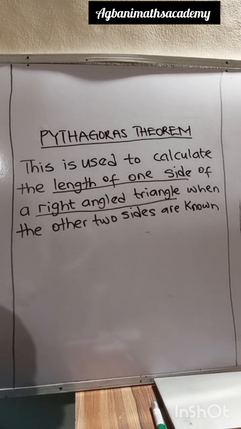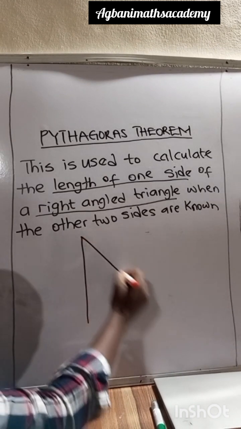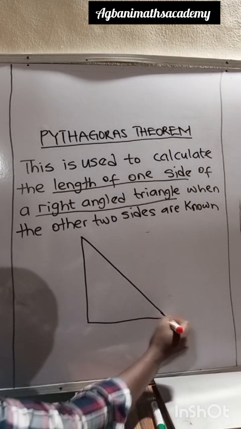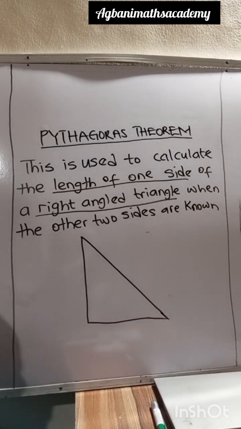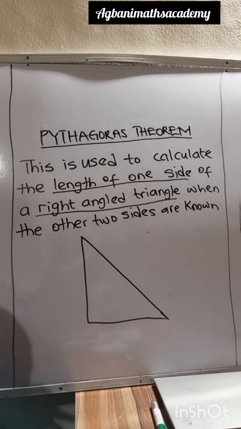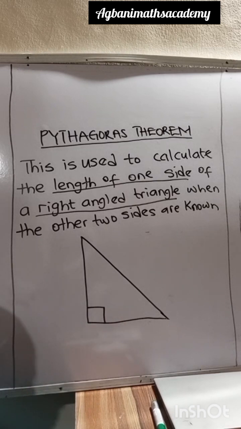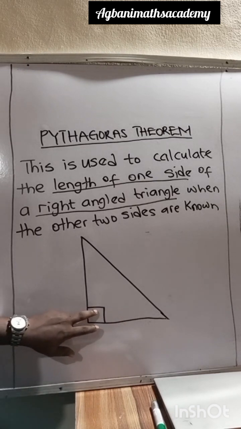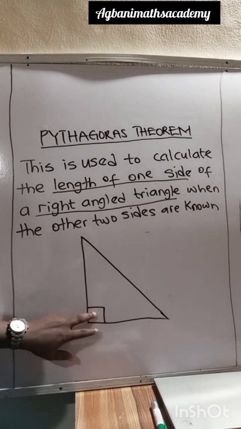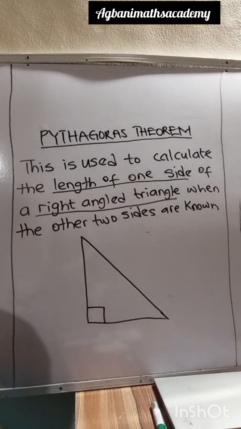Then the next question is, what is a right-angled triangle? A right-angled triangle is a triangle that has one of its angles equal to 90 degrees. Remember a triangle has three sides, one, two, three, and three angles, one, two, three. So a right angle triangle has one of its angles equal to 90 degrees. So this angle here is 90 degrees. Whenever you see a triangle that has an angle like this, this tells you that this angle is 90 degrees. And this also tells you that this triangle is a right-angled triangle.